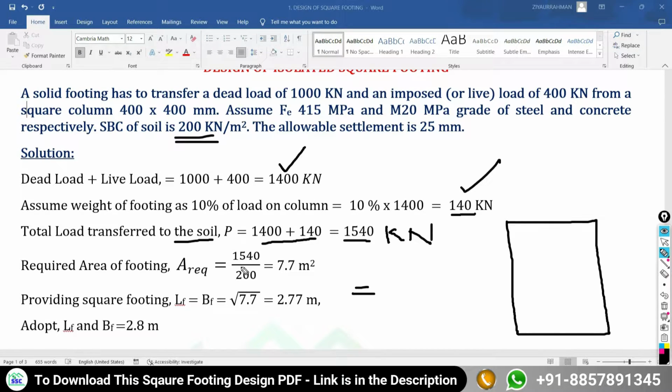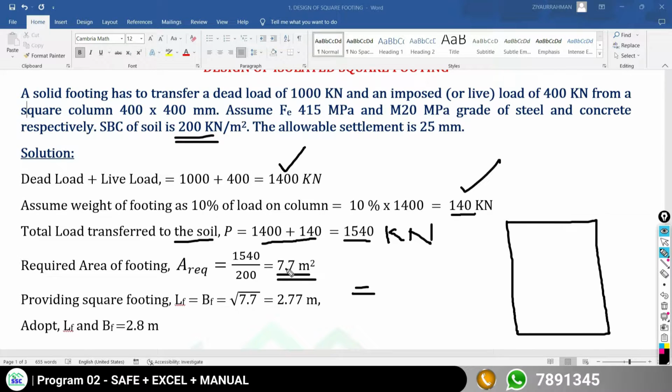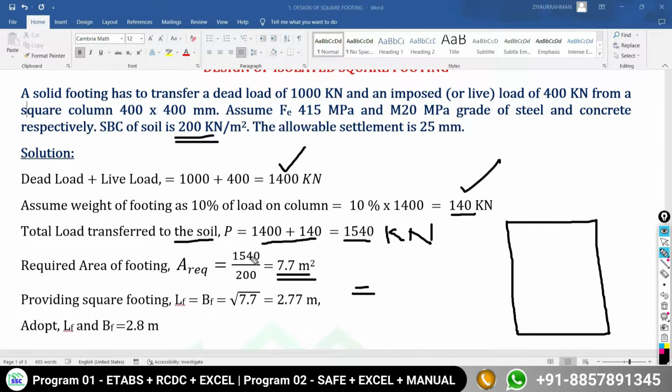If you take the ratio of the load divided by SBC, you will get the total area of the footing required. The in-plan area of the footing required you can calculate by taking the ratio of 1540 divided by the SBC of the soil. So the total area of the footing required is how much? 7.7 meter square. This much area is required.